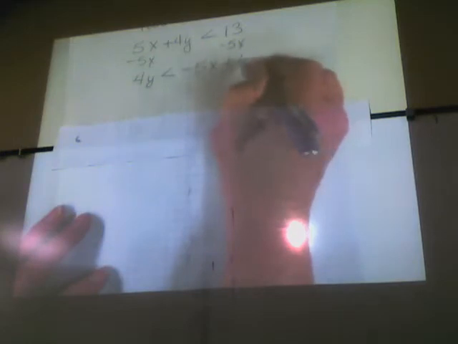So we have 4y is less than. It doesn't change the sign if you subtract, does it? No. Okay, so we left the less than sign there. Our 13 is positive, so we put plus 13. This was not going to come out perfect, not real pretty, but we can still graph it. We're going to divide by 4, right? If you divide by positive, does it change the sign? No, it doesn't.